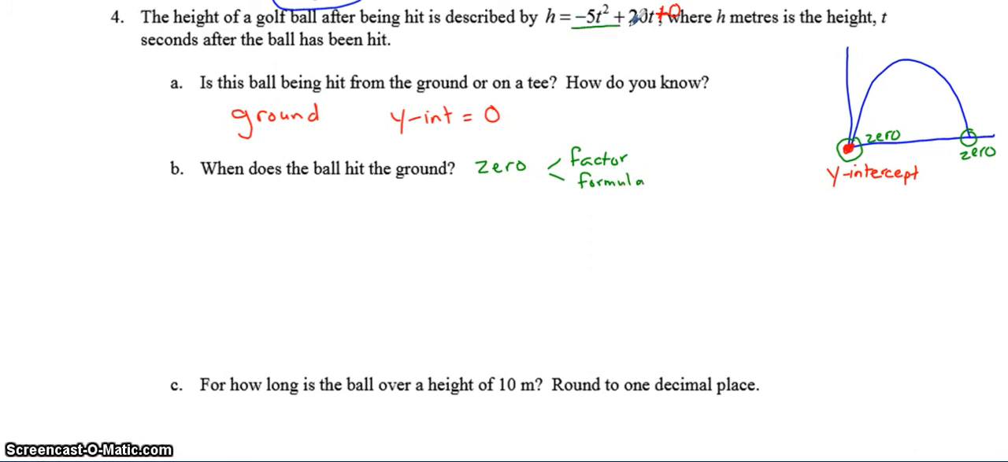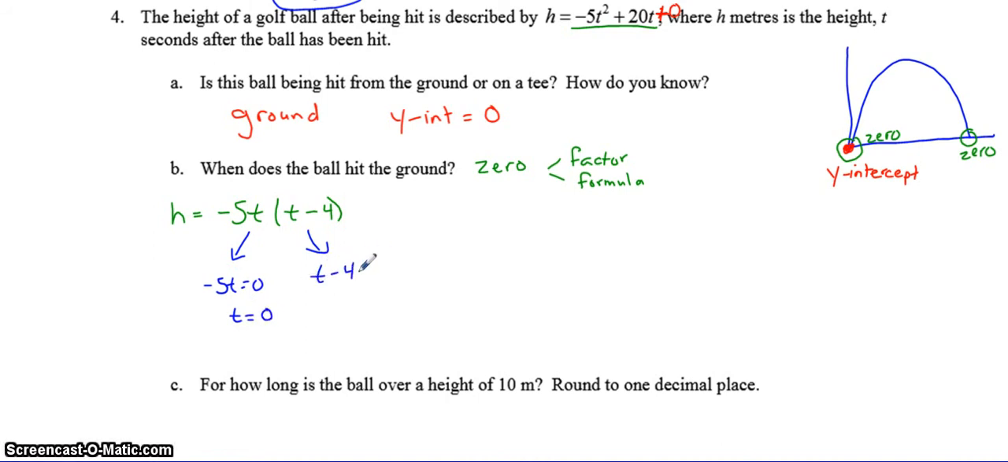Because this is just a binomial, factoring would be the easiest. So the greatest common factor would be negative 5t, and you would be left with t minus 4. So take each factor, set it equal to 0. In this case, divide both sides by negative 5.